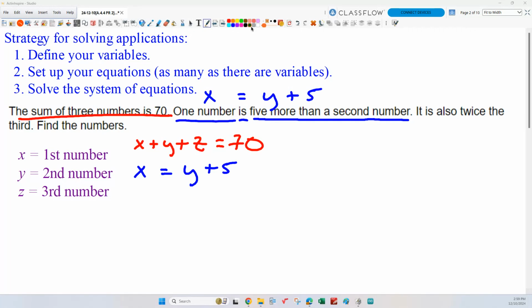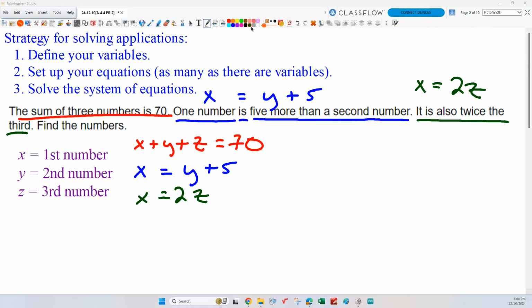Okay, we need one more. How about the next sentence? It is also twice the third. Okay, well, what does it mean? One number is 5 more than a second. It is, so what's it? X, because that's what we were talking about in the last sentence, right? Is equals twice the third. What's the third number? Z. So how do I say twice Z? 2Z. 2Z, there you go. So we get X equals 2Z.